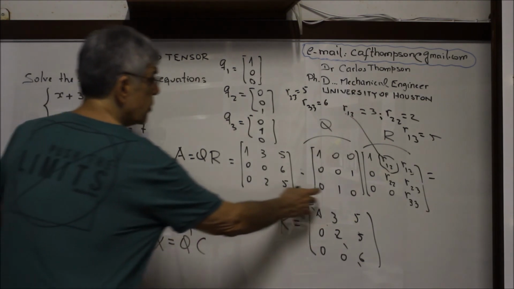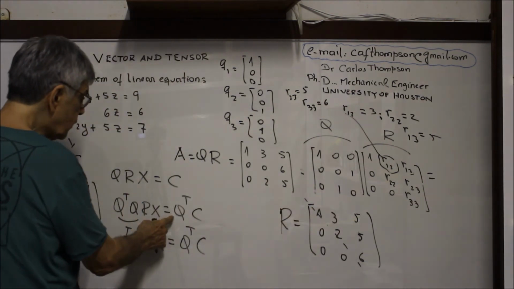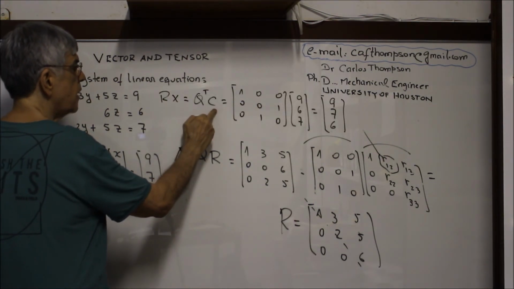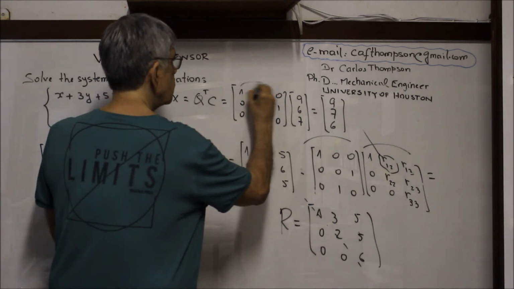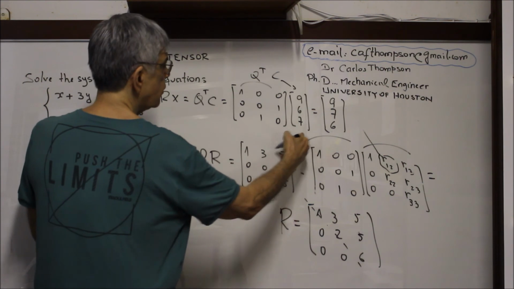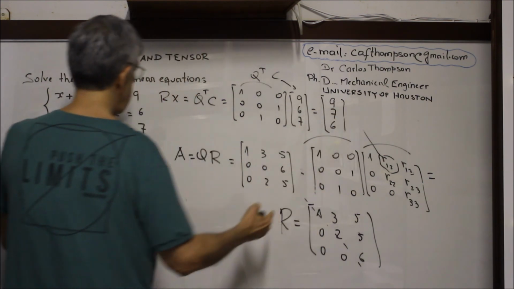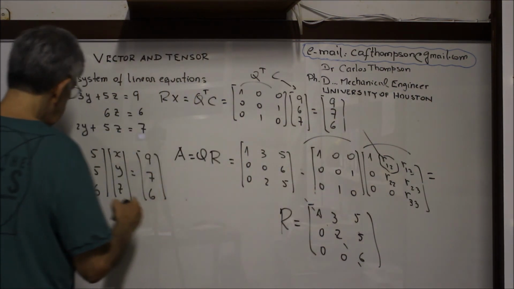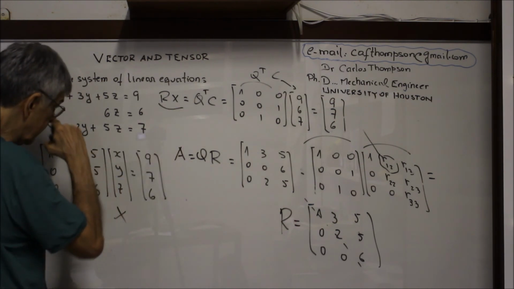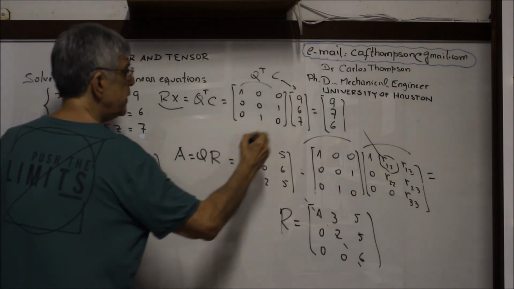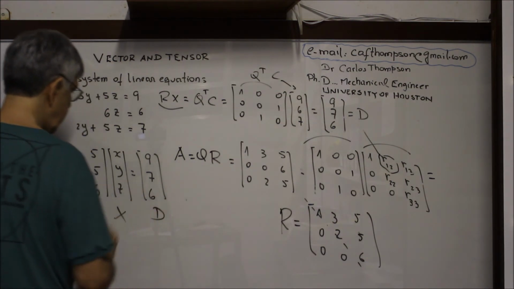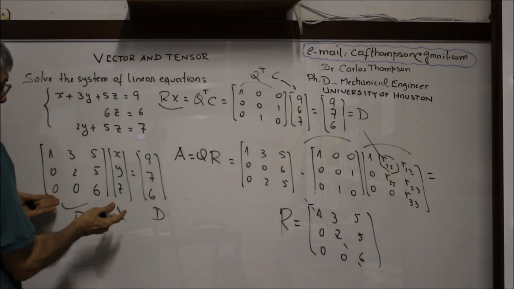Now, I have Q. I'll multiply Q transpose times c. Rx is equal to Q transpose times c. This is Q transpose, this is c. This product will be 9, 7, 6. So Rx is equal to, let's call it d. Now we can get the result.